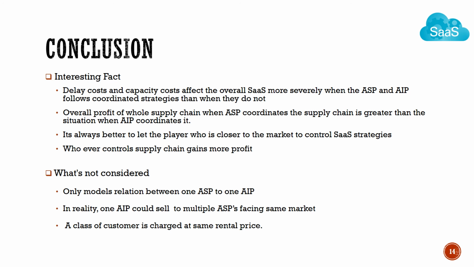In this literature, there are some factors which are not at all considered. The literature only models a relationship between just one ASP and one AIP. This is actually for simplicity. In reality, one AIP could sell to multiple ASPs facing the same market, and then the scenario will be much more complicated. Also, we considered the same rental price for a class of customers, which is different from the real situation.